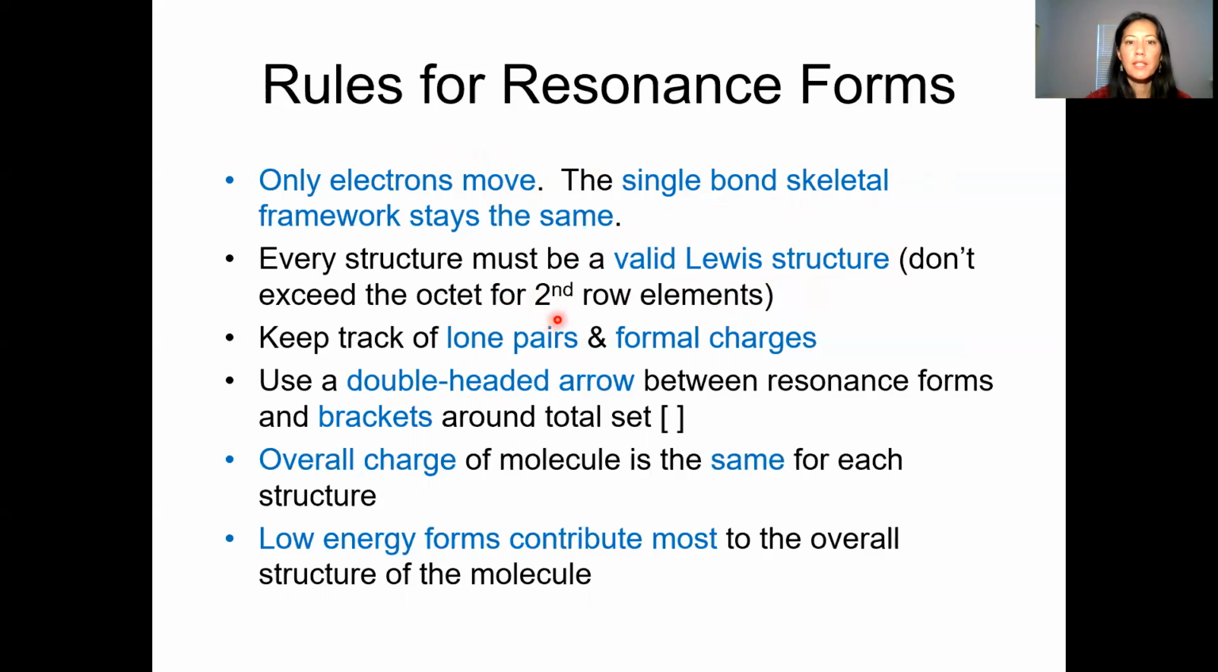Don't exceed the octet for second row elements. You're looking to complete octets. Keep track of lone pairs and formal charges, because that's how you figure out which one's lower in energy and which one is going to contribute more to that hybrid. We use double-headed arrows in between different resonance forms and brackets around the entire set. The overall charge of the molecule is the same for each structure, and the low energy forms contribute most to the overall structure.